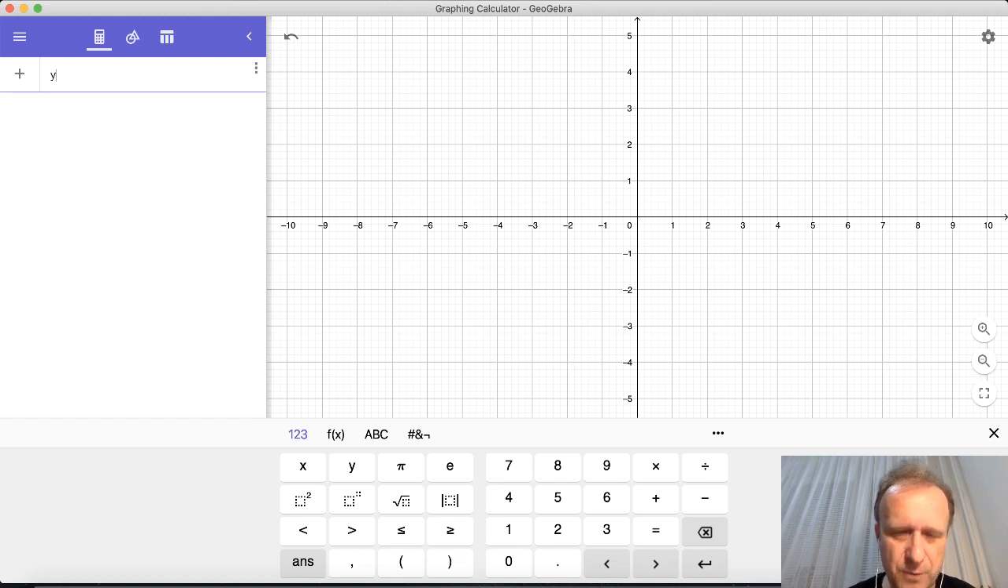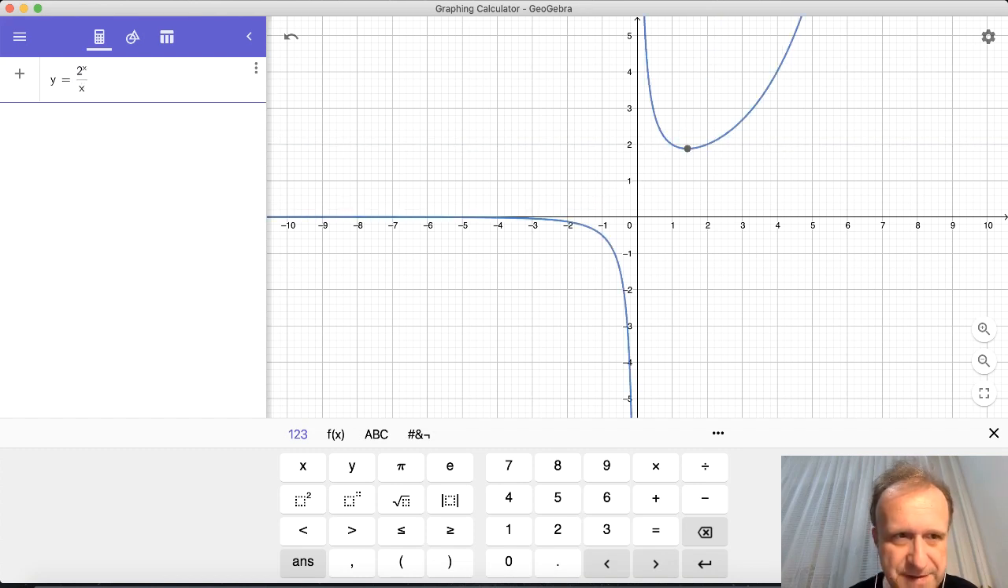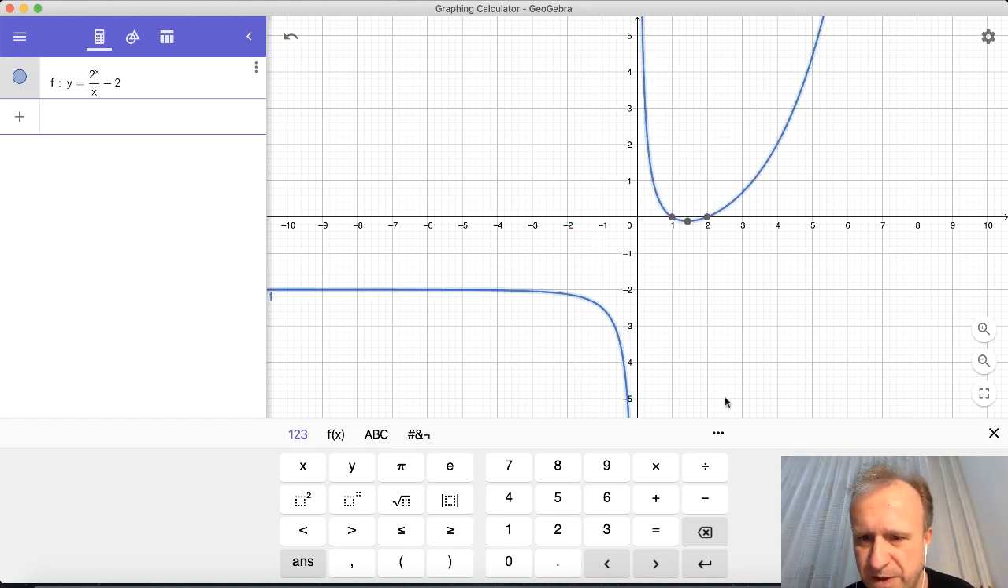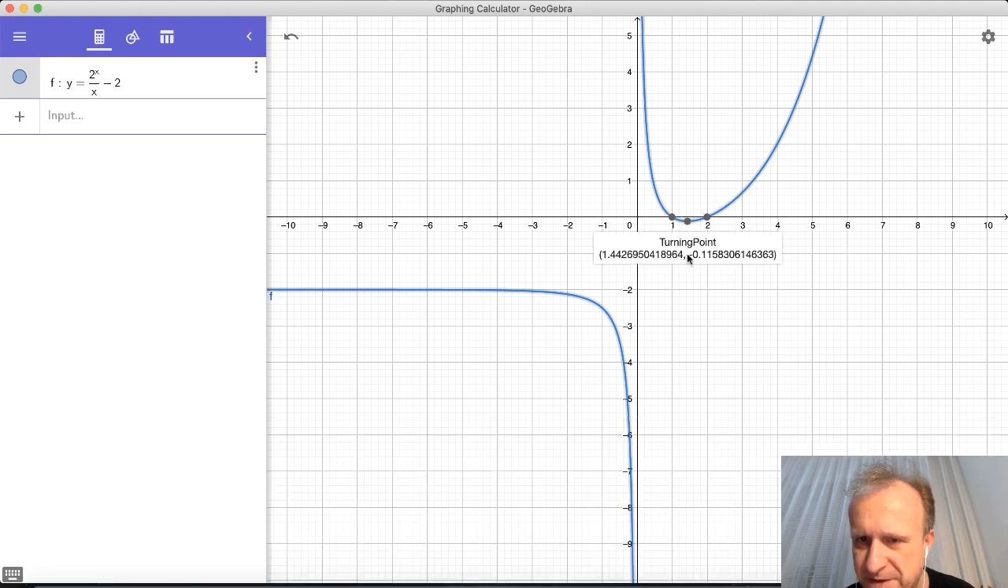So I will do it again. y equals 2 to the power of x over x, and now minus 2. Enter, okay, and here is my function. This is what I get when I have a graphing calculator, for instance. So this is the graph. I can see the basic features of the graph here, and it gives me these 3 interesting points. This point and this point are x-axis intercepts, and this one is the turning point. I can click on it and it tells me, yes, this is the turning point. It has the coordinates 1.44 and minus 0.11.